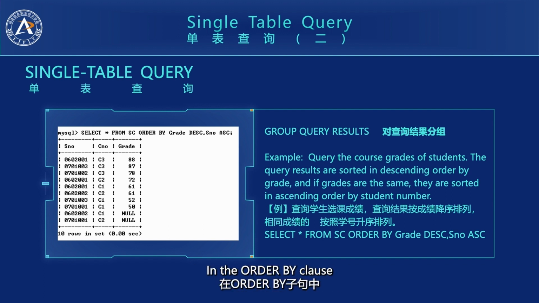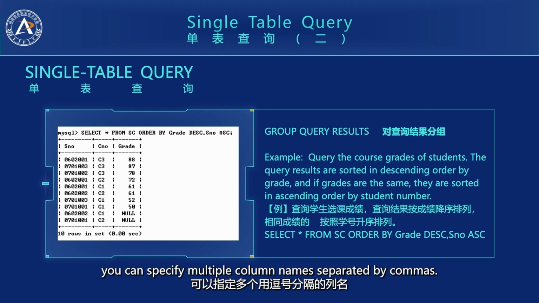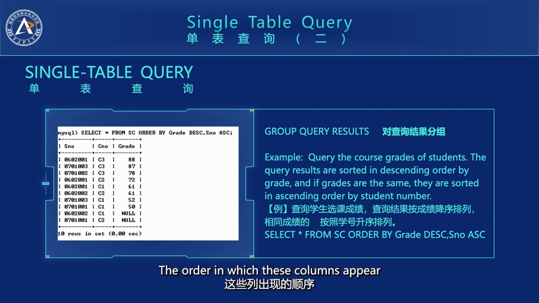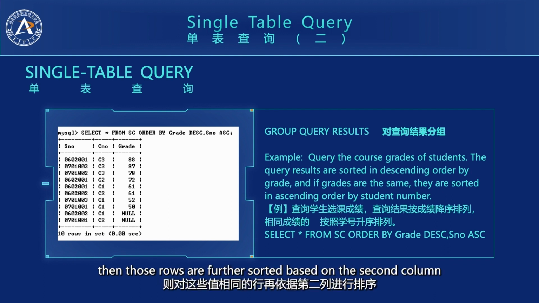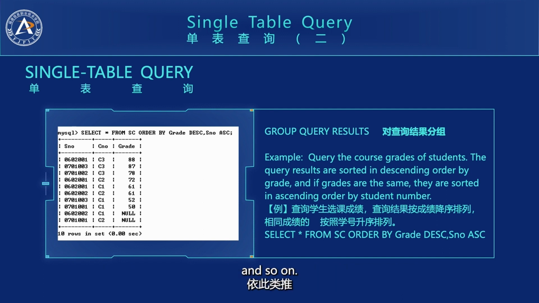In the order by clause, you can specify multiple column names separated by commas. The order in which these columns appear determines the order of the query results. When multiple columns are specified, the sorting is done based on the first column. If there are 2 or more rows with the same values after sorting, then those rows are further sorted based on the second column, and so on.